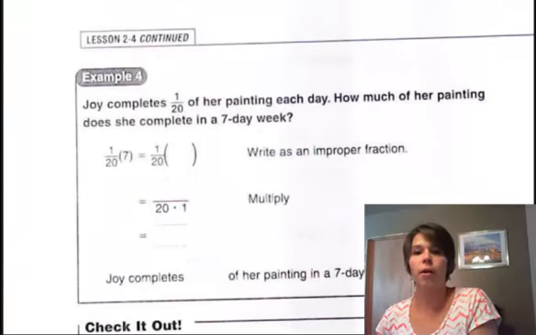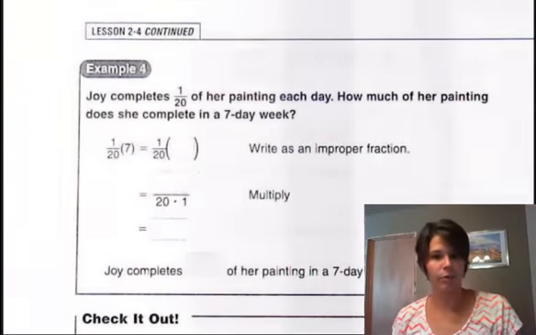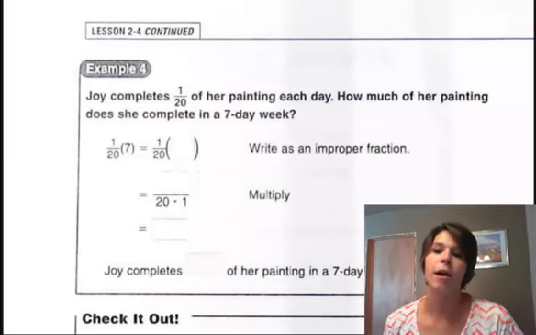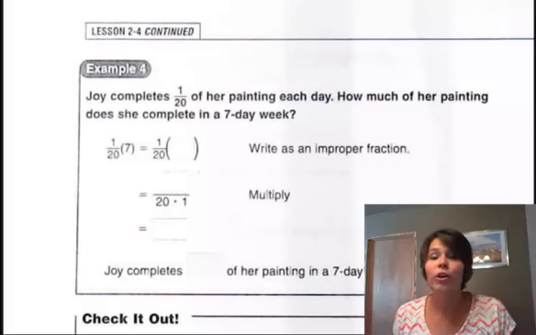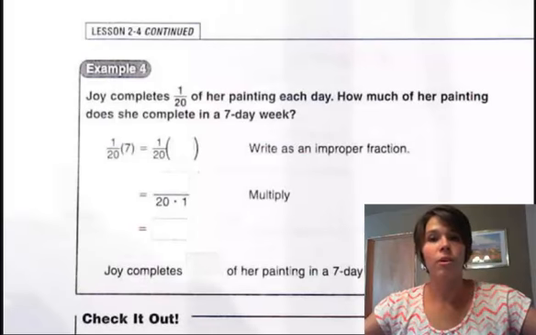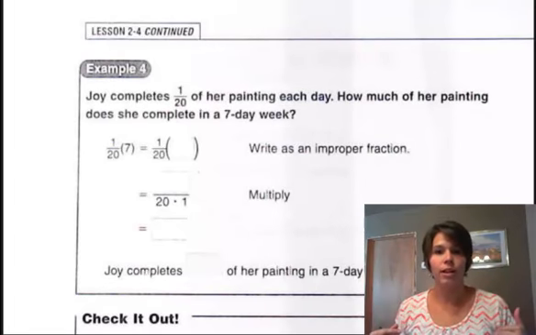Quick little word problem here, because you guys are going to have some word problems. Joy completes 1/20th of her painting each day. How much of her painting does she complete in a 7-day week? Do I want a bigger number or a smaller number? Am I painting more every day? Should I get a bigger number, or am I taking something away? Should I get a smaller number?